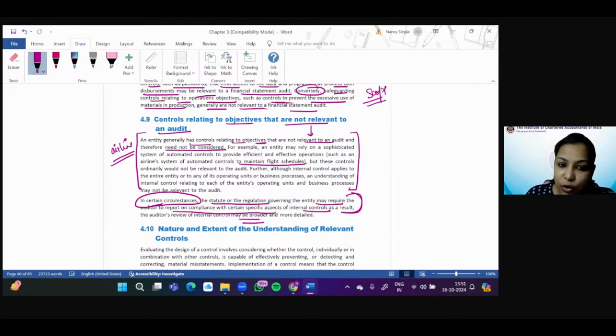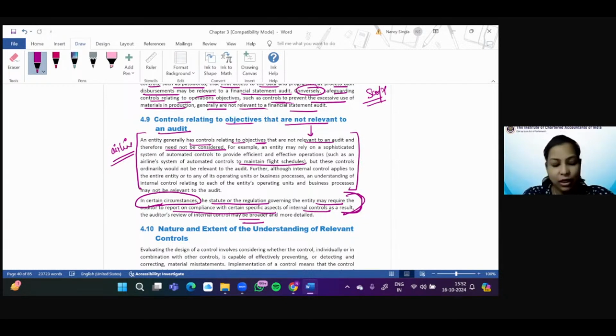However, if there is a requirement by the laws, regulations, or the statute that the auditor needs to report on compliance with certain specific aspects of internal control, then the result of the auditor's review of internal control may be broader and more detailed. That is, it may extend beyond the financial reporting also if the same is required by the statute or the regulation.